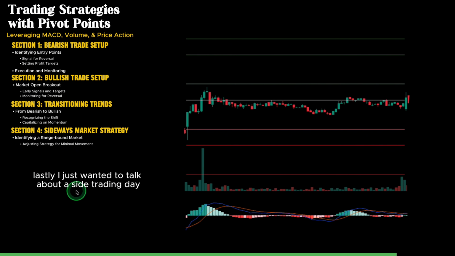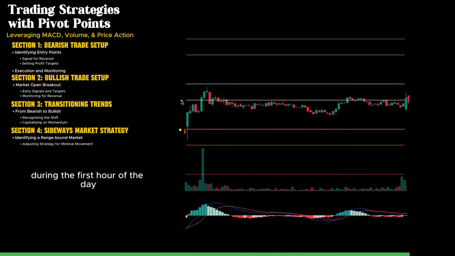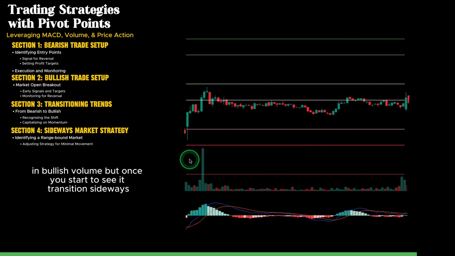Lastly, I just wanted to talk about a sideways trading day. This is where I would usually want to stay out of the market. Basically, you see the day start off with strong bullish momentum from that S1 support level to the main pivot line during the first hour of the day. You know, that could be a good short-term bullish trade with that bullish momentum and the increase in bullish volume.